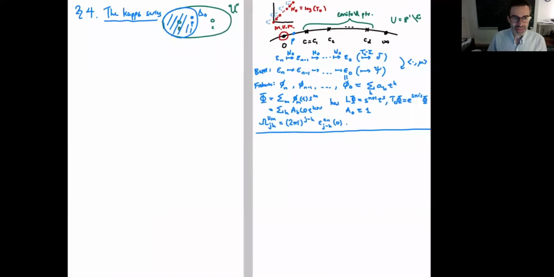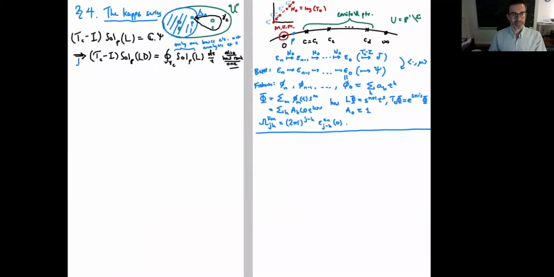Okay, so now I'm going to, the first really new thing here is this kappa series. So start with a general calculation about solutions to D modules. So I have my solutions to this Picard-Fuchs operator, and I can apply the conifold monodromy minus the identity to that. And that's going to be, of course, the period of the conifold vanishing sphere. That's all that's there. This is just rank 1.